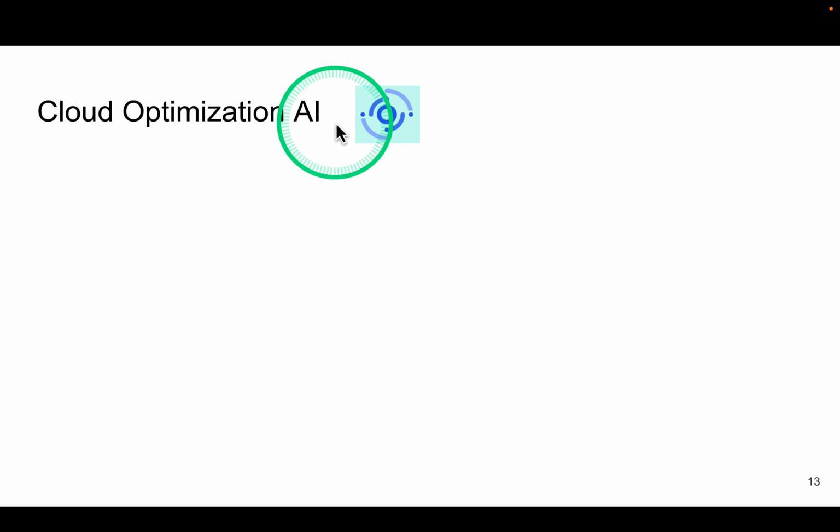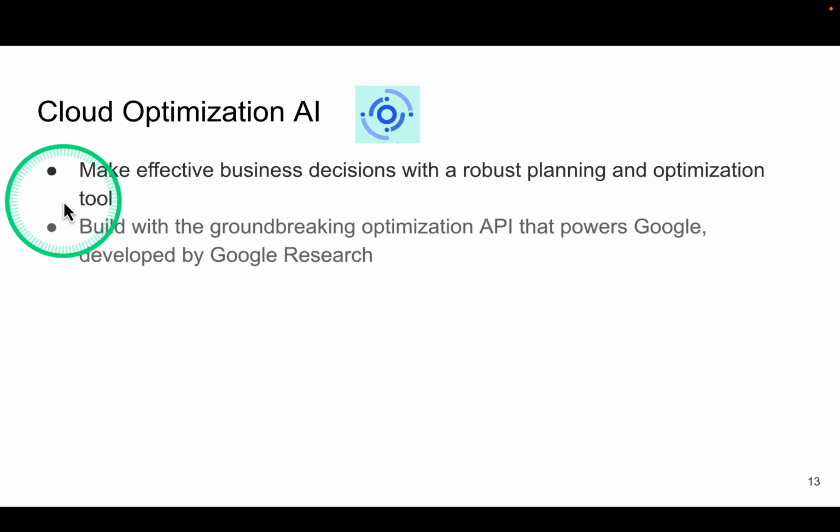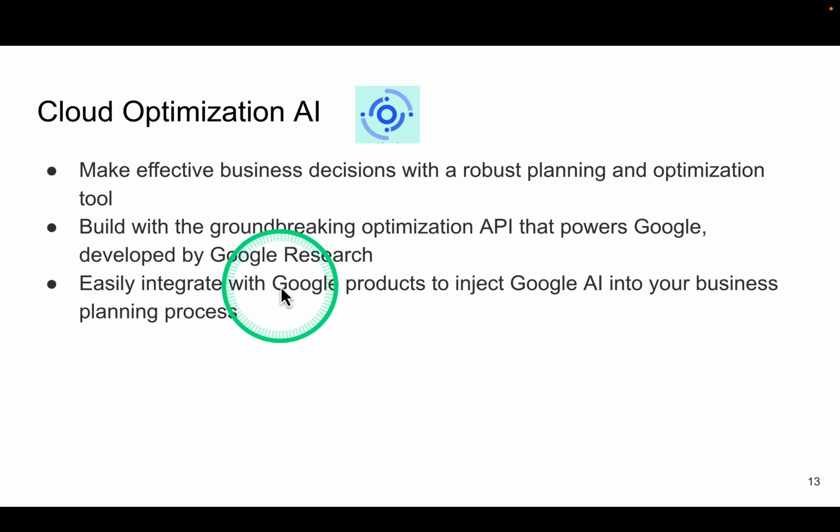Cloud optimization AI. It can make effective business decisions with a robust planning and optimization tool. You can build with a groundbreaking optimization API that powers Google and was developed by Google Research. Easily integrate with Google Cloud and Google products to inject Google AI into your business planning process.